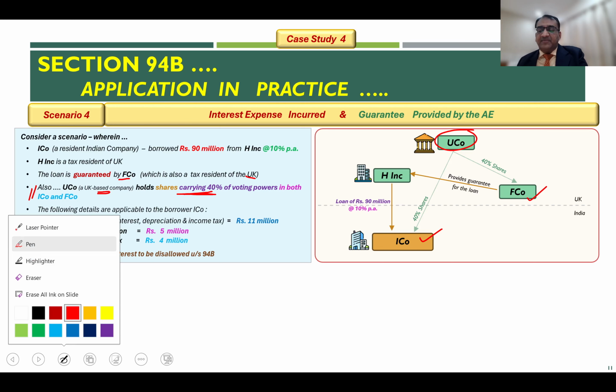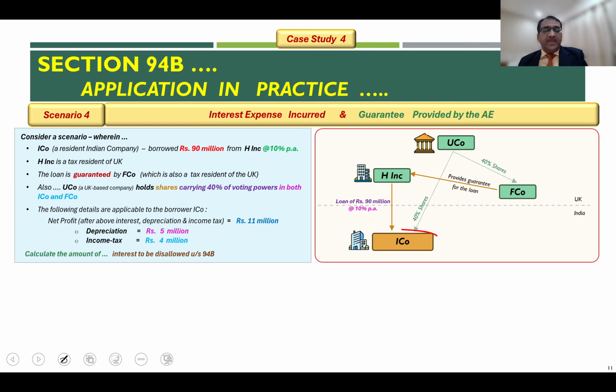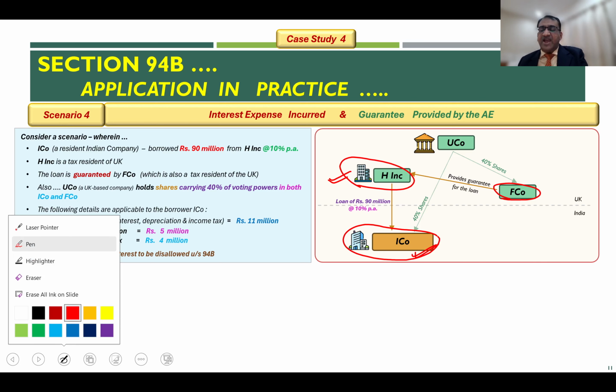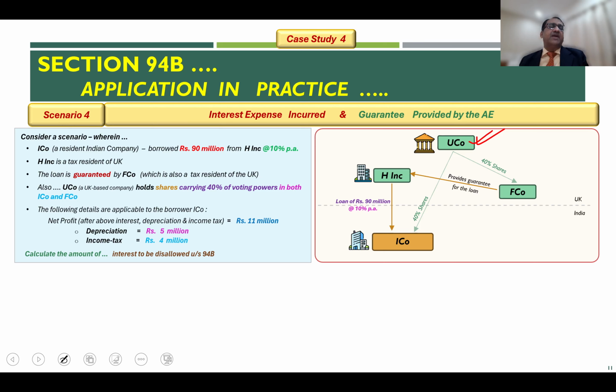So, let me summarize what is happening here. The loan is being given to ICO by a non-AE. But FCO is a company which has given a guarantee to the non-AE for the loan given to ICO. Now, in this fact pattern, UCO is a company which has shareholding in both ICO and FCO, holding 40% of the voting rights in both the companies.